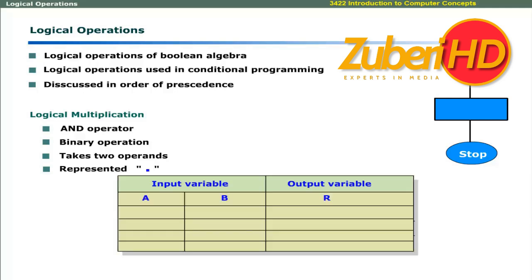This table shows two input variables and the result of logical multiplication. 4 rows show different input and their relevant output. It is important to note that if any of the input variables has a value 0, then the result will be 0 or false. The result will be 1 or true only if both the input variables are true.